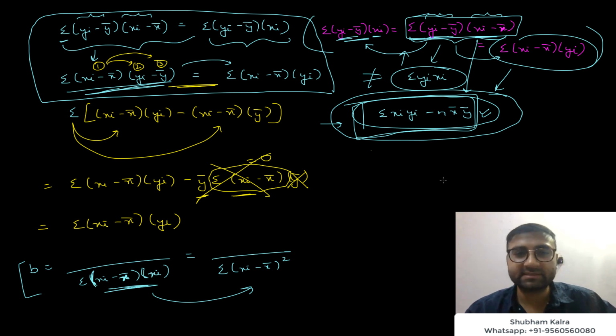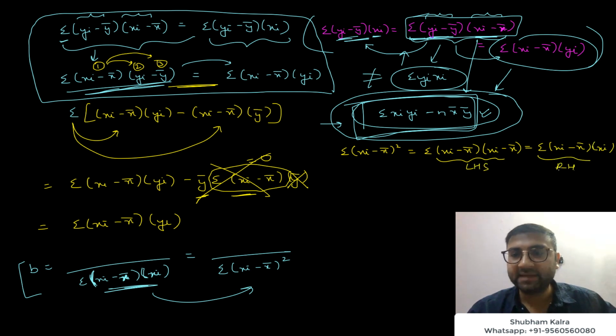So let me show you this as well. This is also quite simple. Summation of xi minus x bar whole square can be written as summation of xi minus x bar multiplied by xi minus x bar, and we have to show that this expression is equal to summation of xi minus x bar multiplied by xi, right? So this is the left hand side and this is the right hand side. I'm going to start with the left hand side and then show that it is equal to the right hand side. So the left hand side is summation of xi minus x bar multiplied by xi minus x bar. Think of this as one single element, think of this as your second element, and think of this as your third element, and then multiply first with second and first with third.